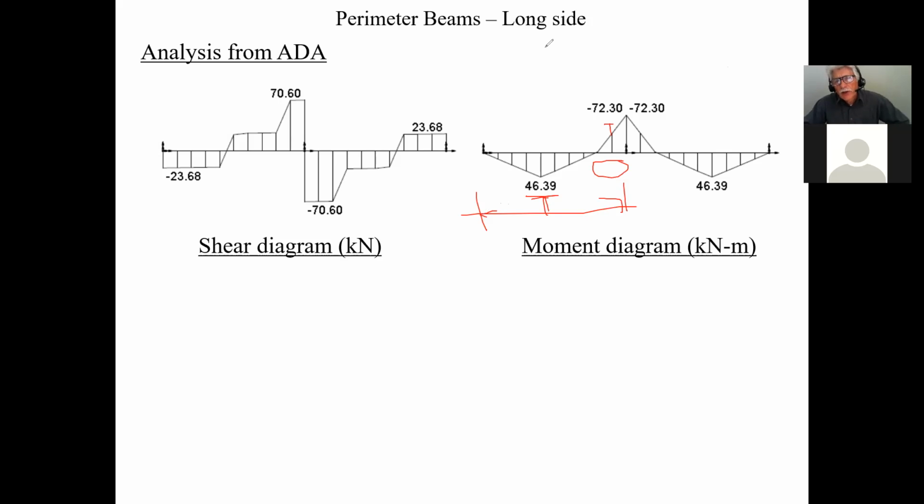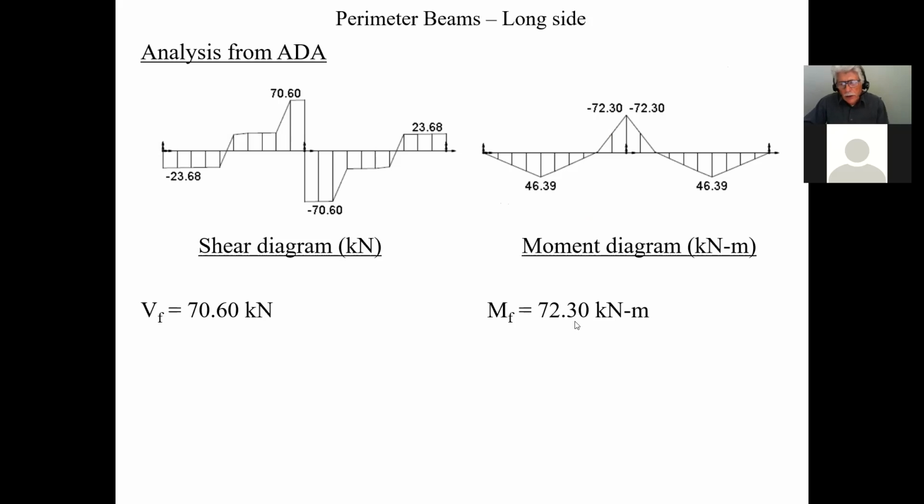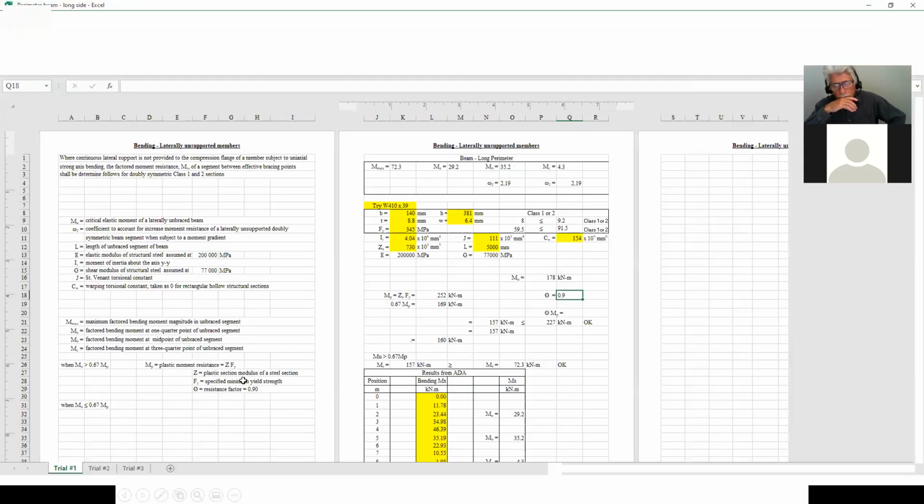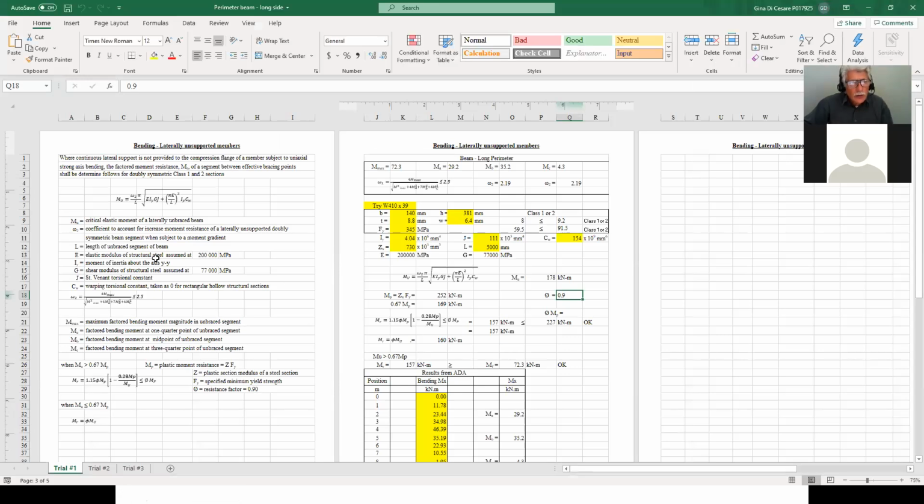And therefore, I've already sent you so that your VF value is this and your MF value is that, okay? And like I said, I've already sent you the sheet here, and this is for the long side, and very similar to what we did for the Gerber girder, okay? Except you only have one. Here you go. So this here is the same thing. In other words, this is the equation.